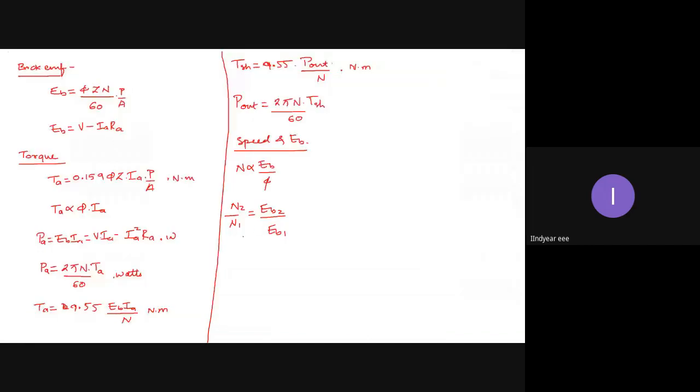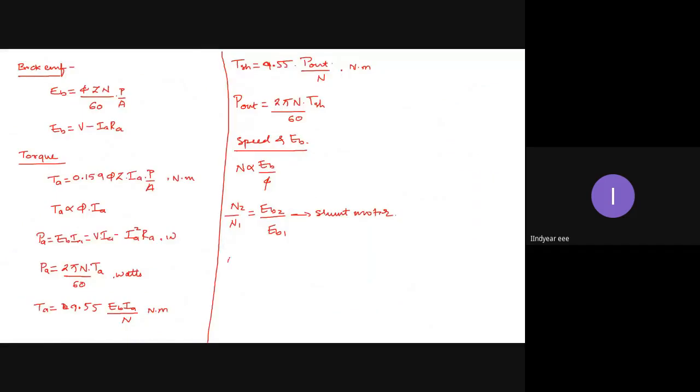Now, N2 by N1 equals EB2 by EB1. This is for the shunt motor, because my flux will remain constant. Yesterday we have seen this, right? Yes, sir, we discussed.